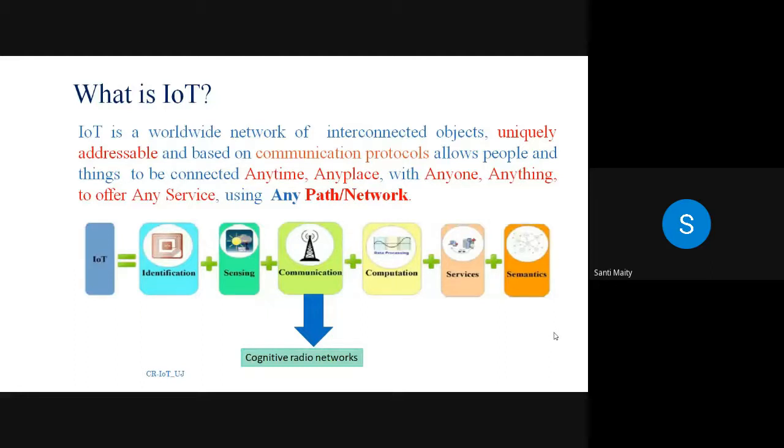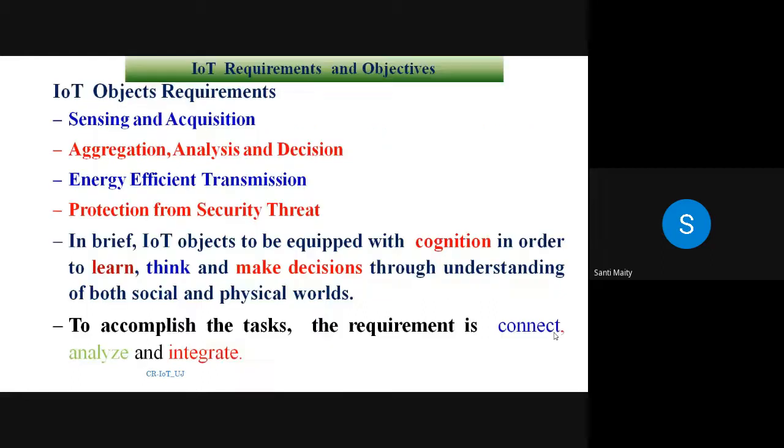So if we just summarize these different modules, then we will see that IoT objects are involved with the jobs of sensing and acquisition. Then there should be data aggregation, analysis and decision making. There would be energy efficient data transmission, and there should be the issue of security. So if we think of the IoT object requirements: sensing and acquisition, aggregation, analysis and decision, energy efficient transmission, and protection from security threats.